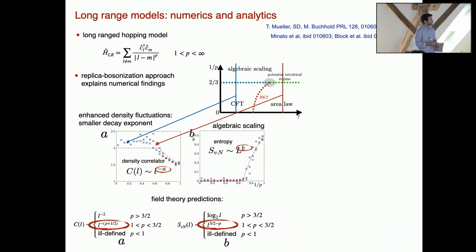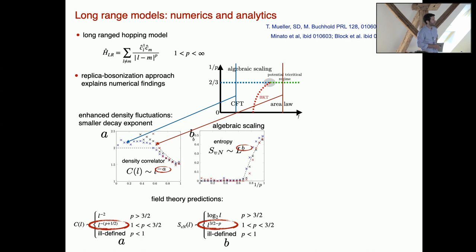Now if you look at what the signatures for that are, if you do a cut along this line, when we cross this 3/2 point here, then we see a smaller exponent in the density fluctuations, meaning that they extend farther out in space, or enhanced density fluctuations. The characteristic in terms of entanglement of this new phase is a sub-volume law growth of the entanglement entropy, with an exponent b. The data points are these, and the dashed curves are the analytic predictions from this Keldysh field theory. It nicely predicts this point p equals 3/2.